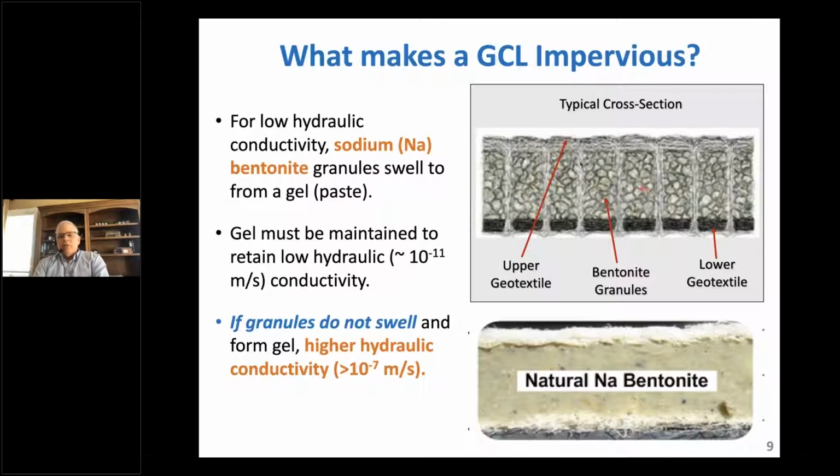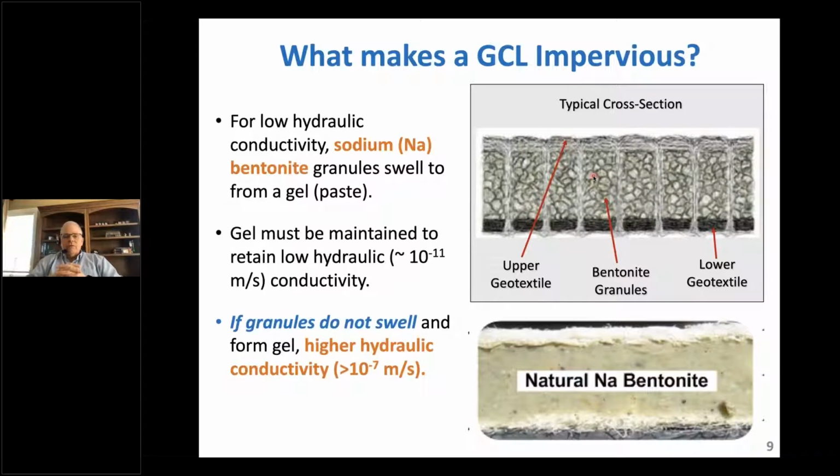And that material in this GCL in the drawing in the upper right doesn't look impervious. In fact, we see lots of large visible pores between the granules of bentonite. In fact, if those granules don't swell and transform, this product will not be very impermeable. It almost looks like two geotextiles carrying a sand. And in fact, if it doesn't swell, it will have a hydraulic conductivity not too different from sand. And I use an operative word there, swelling, and we're going to get back to that.